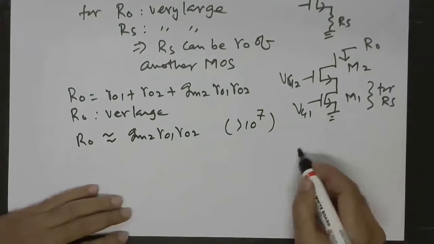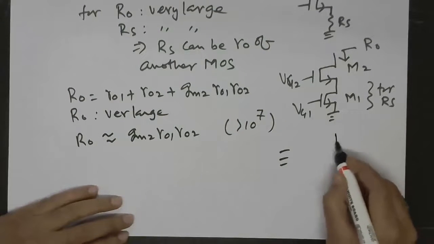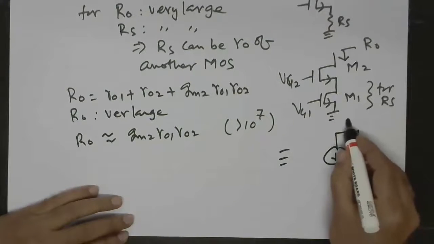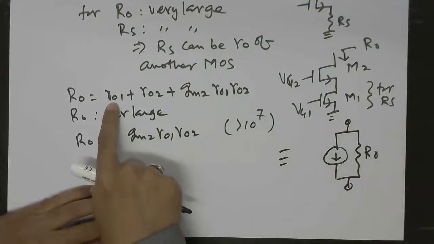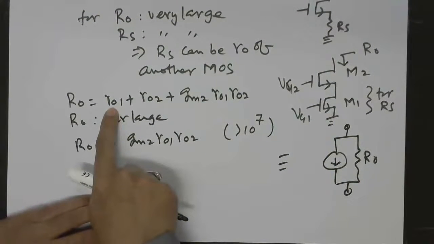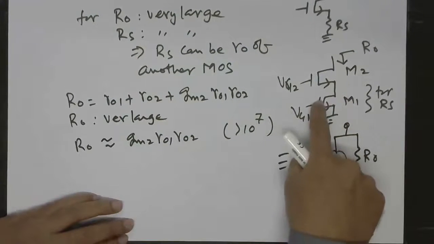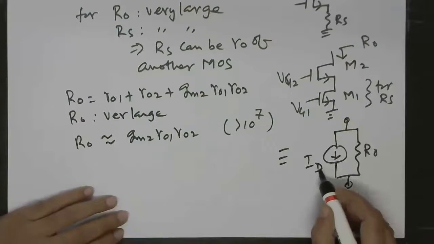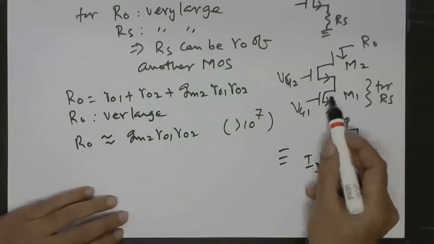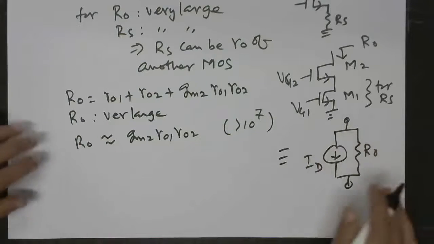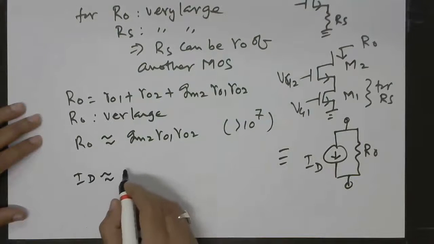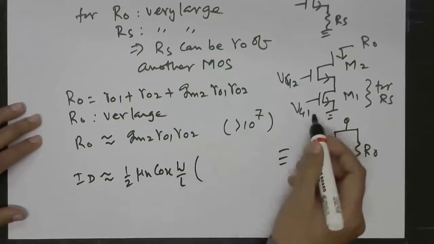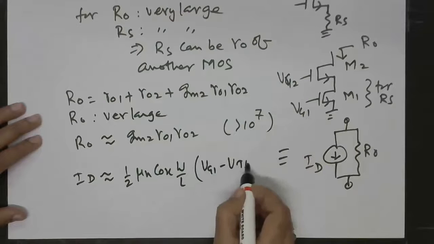So in this case, you can see that now we will have a current source with resistor R0, which will be much more than the R0 that a single MOS would have offered when a single MOS is used as current source. And this ID can be calculated by ID for this. So ID can be approximated by 1 by 2 mu n COX W by L (VG1 minus VTH) whole square.